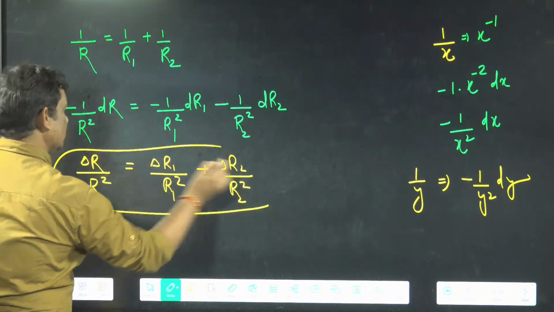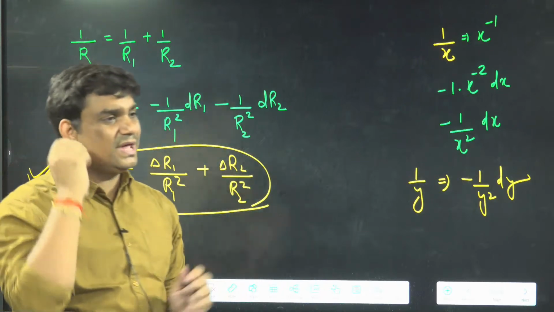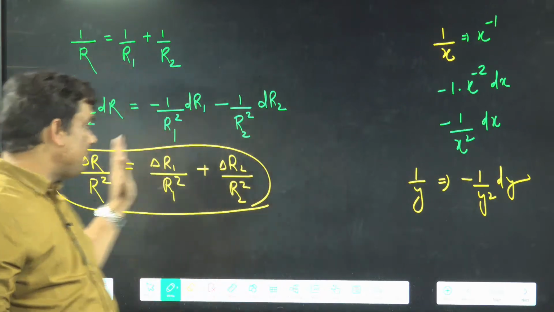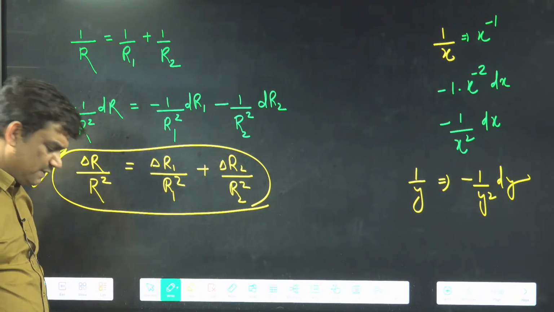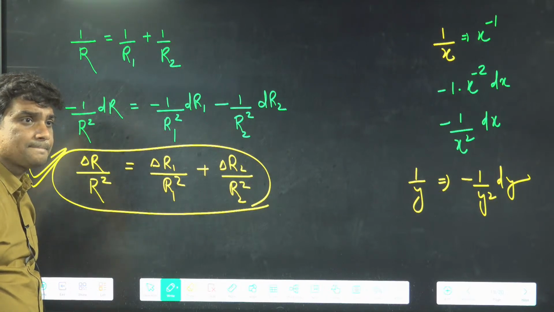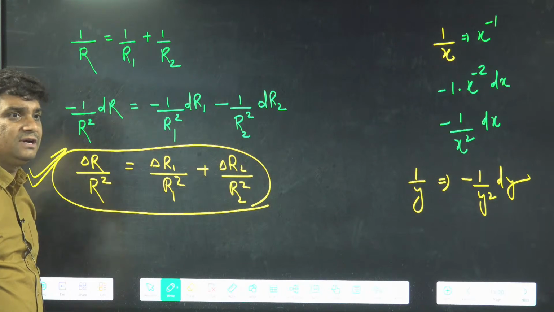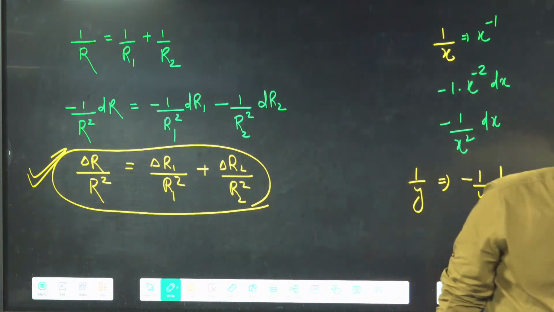This formula you have to remember whenever you have to find error in parallel, because error in series is a very simple question. Error in parallel takes time. I hope this is clear. So I will tell one question on this, then it will be over. One question we can take. Ready?